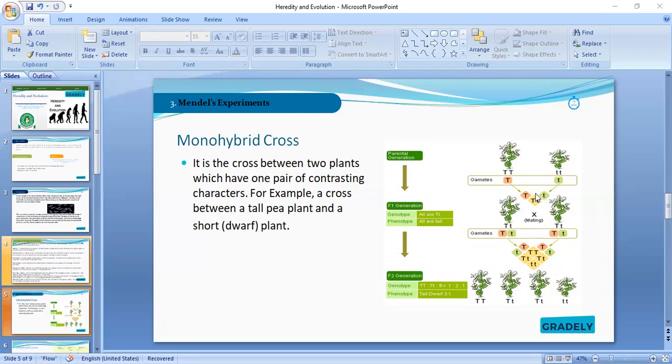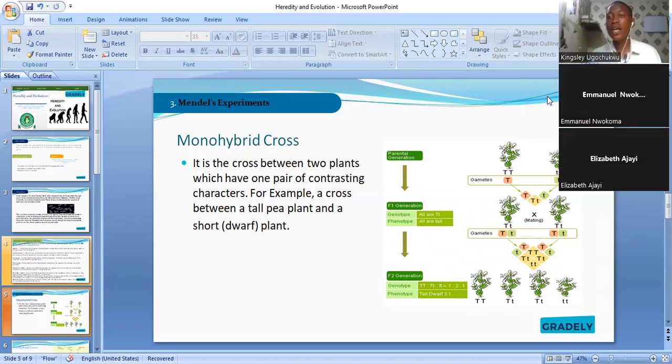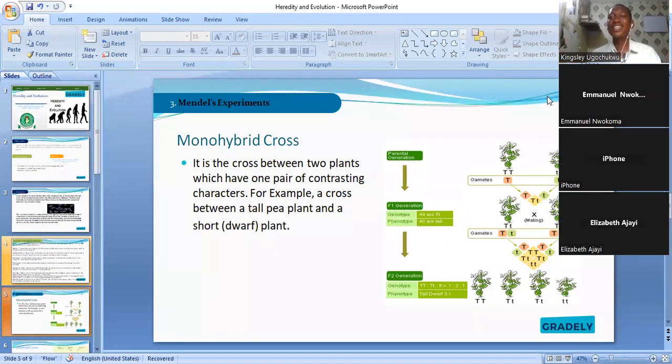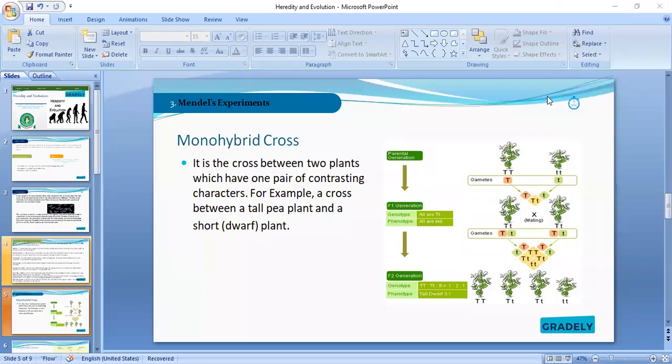Now there is another thing I want you to understand. There's what we call the F1 generation and the F2 generation. When we're talking about the F1 generation, we're looking at the first generation that just comes up after the two parents meet together. If you're talking about the second filial generation, which is the F2 generation, it is the generation that comes as a result of the offspring self-fertilizing each other. Are you getting it?